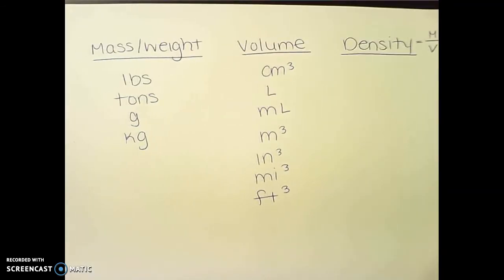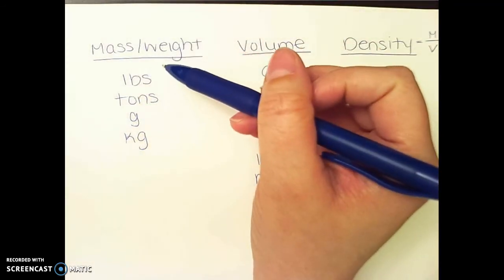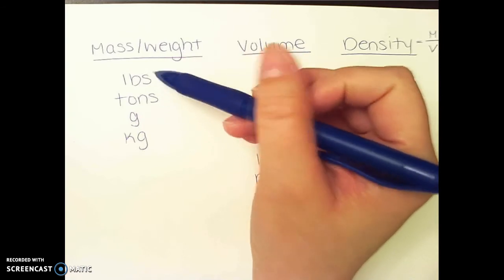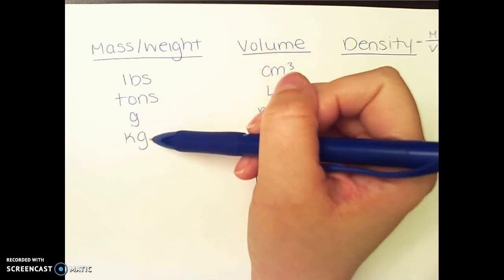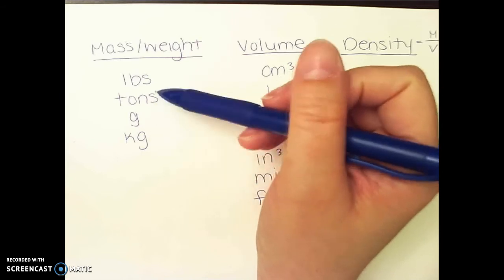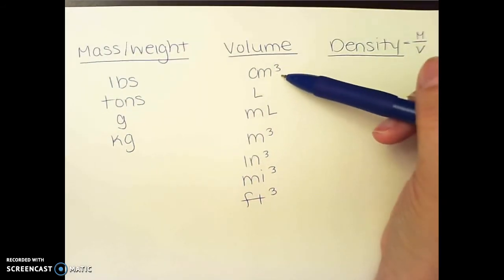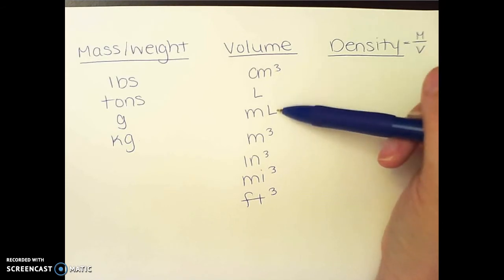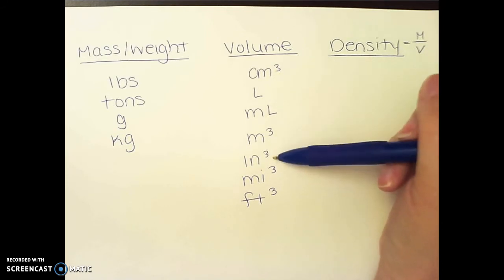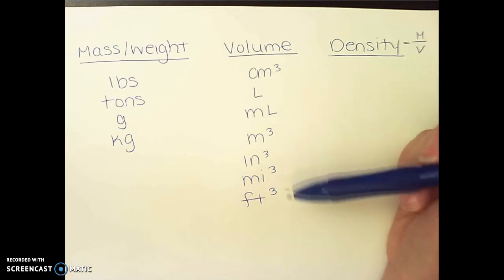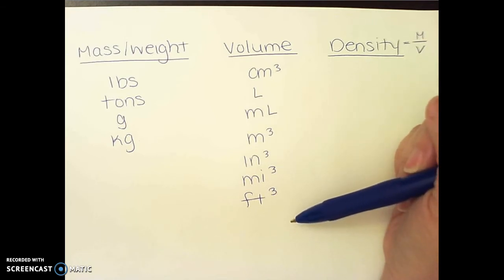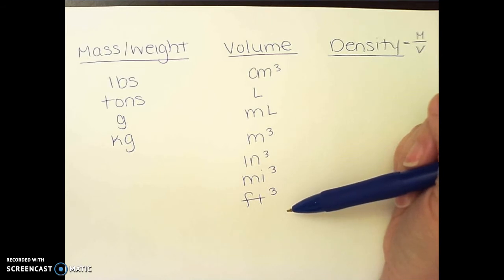So let's take a second to discuss some units. On this sheet, I have some units for mass or weight. So we have pounds, tons, grams, kilograms. There are others. Here are some units for volume. So we have centimeters cubed, liters, milliliters, meters cubed, inches cubed, miles cubed, feet cubed. We could keep going and making this list longer, but these are some examples of volume.